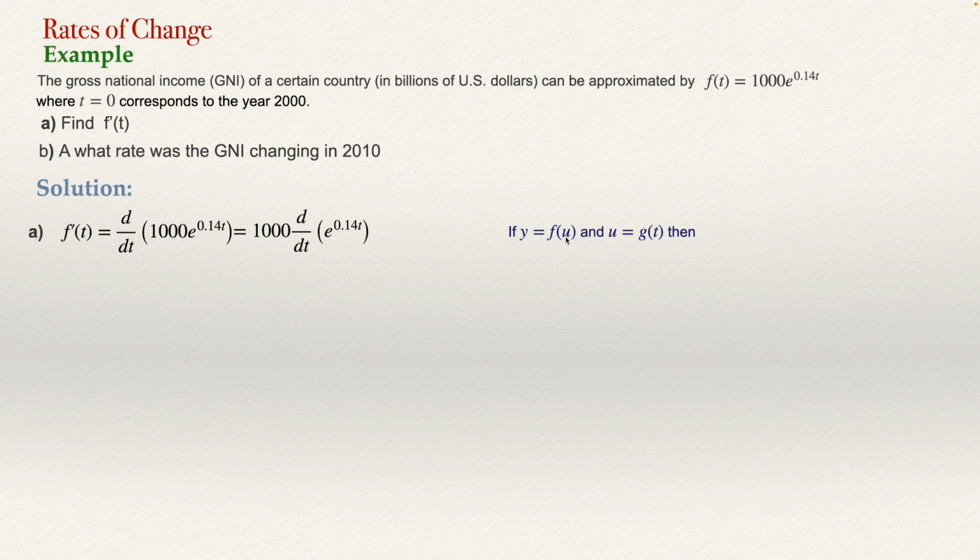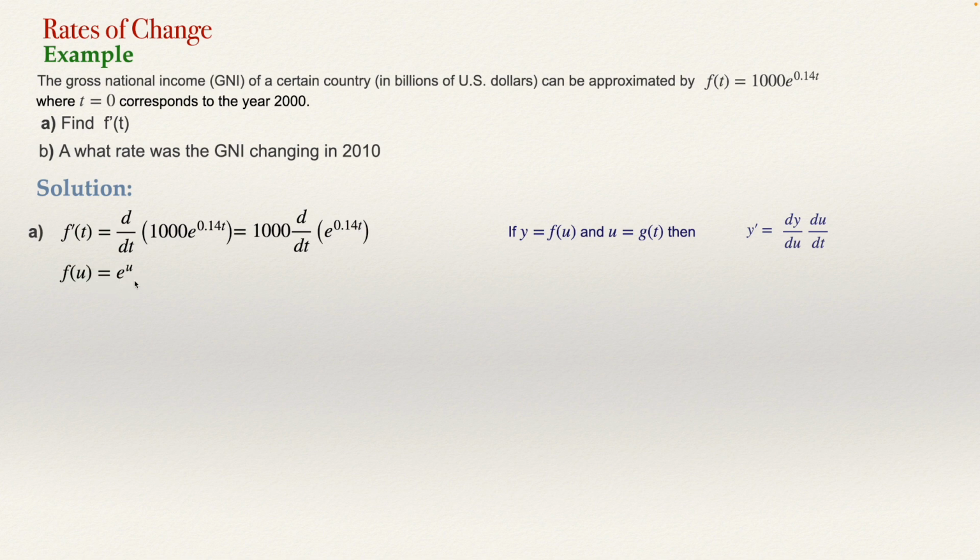If y equals a function of u, not a function of the independent variable, a function of u, and u is a function of t, the independent variable, then the derivative of y with respect to t will be the derivative of y with respect to u, multiplied by the derivative of u with respect to t. So this rule is what we need to do for solving this derivative, because this is not the derivative of just e to the power t. That is a function that we know the derivative. No, it's e to the power a function of t.